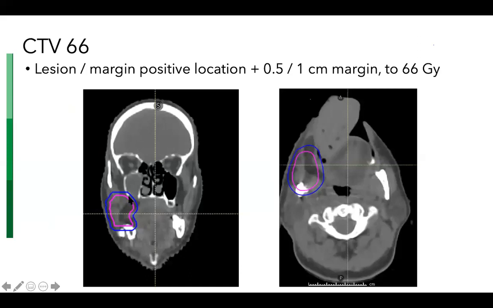In this particular patient, I did treat him extra to 66 gray, a small area where the lesion was, because there had been a plus minus close margin. There was PNI. It's very arbitrary, 5 mm, 1 centimeter around the margin, around the lesion to about 66 gray.